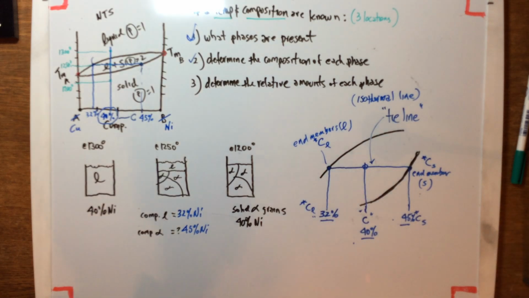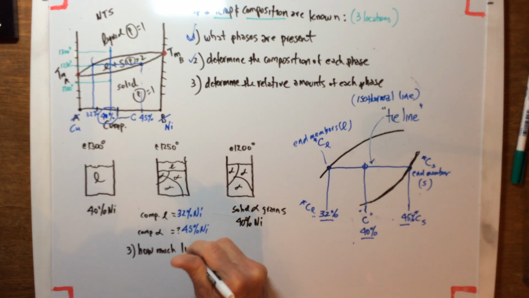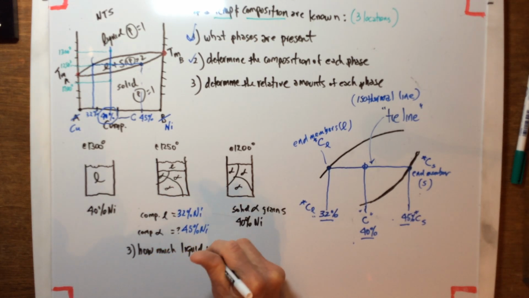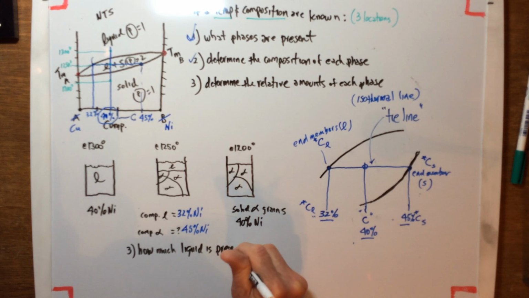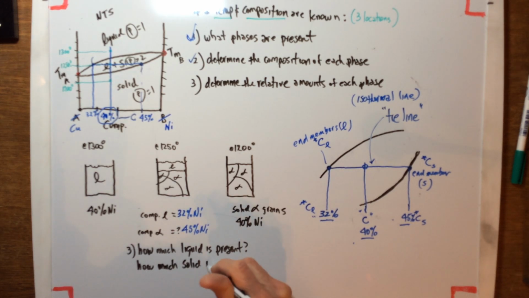So in order to find this last question, this is number 3: how much liquid is present and how much solid is present? That's the last one.